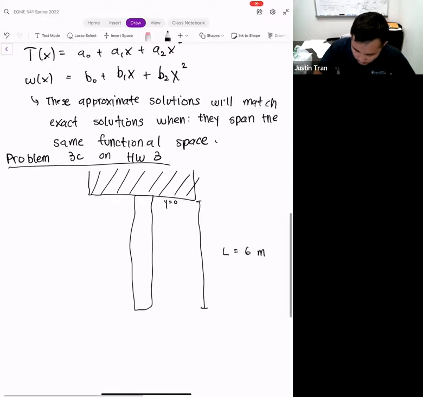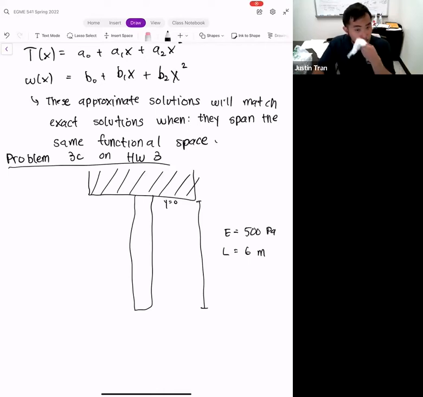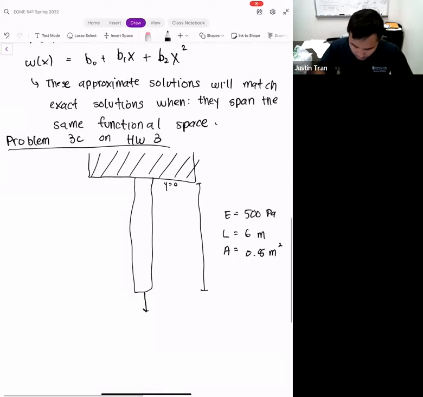The Young's modulus of the bar is 500 Pascal. The cross-sectional area of the bar is going to be a constant, 0.8 meters. So our E and A are constant. You also have a vertical load P that has a magnitude of 100 newtons.